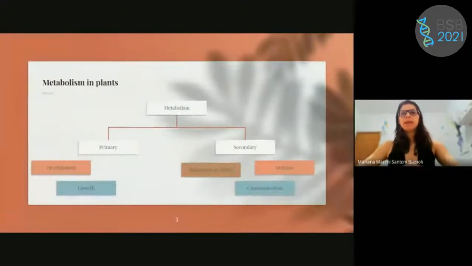The metabolism in plants can be categorized into primary and secondary metabolites. Primary metabolites such as carbohydrates, lipids, and proteins are involved in plant development and cell growth. In contrast, secondary metabolites are multifunctional metabolites produced as an evolutionary adaptation. So they are different, and secondary metabolites are mainly small molecules.